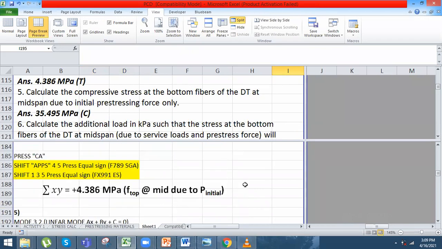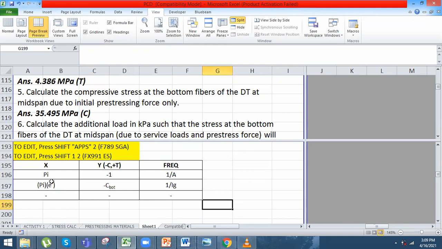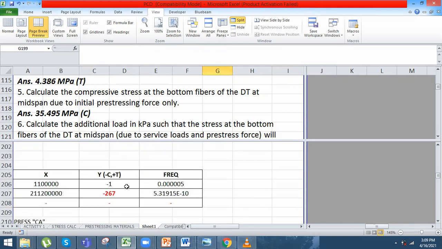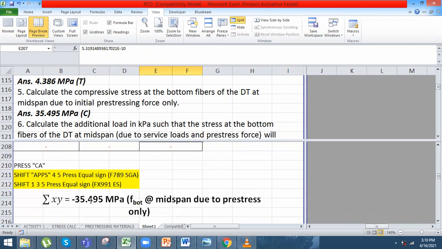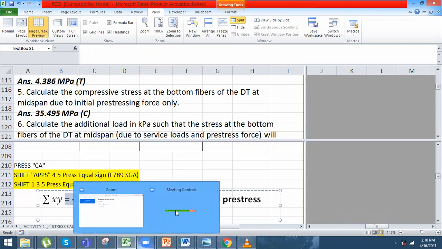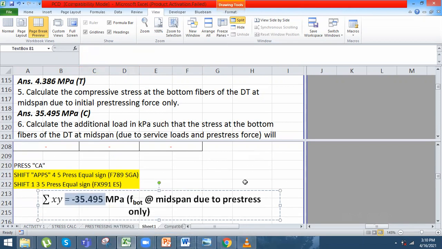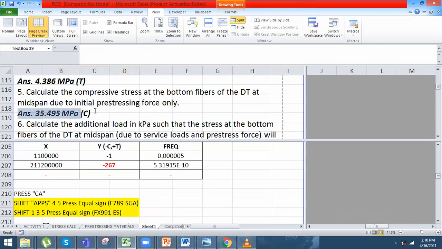Okay. So, number 5. Return ito number 5. Ayan, in-edit lang natin, so ito yung magiging values. Same pa rin dito sa first line. Sa second line, P pa rin, initial, multiplied by the eccentricity. Then we're just going to change this one in the input. After nyo ma-change yan, wala kayong babaguhin dito kasi 1 over the moment of inertia. So, shift ups for 5. Then it would generate automatically a negative 35.495 megapascal. So, that would be the answer for number 5.